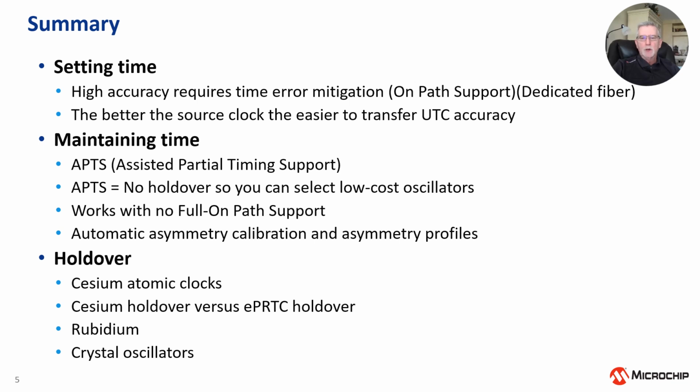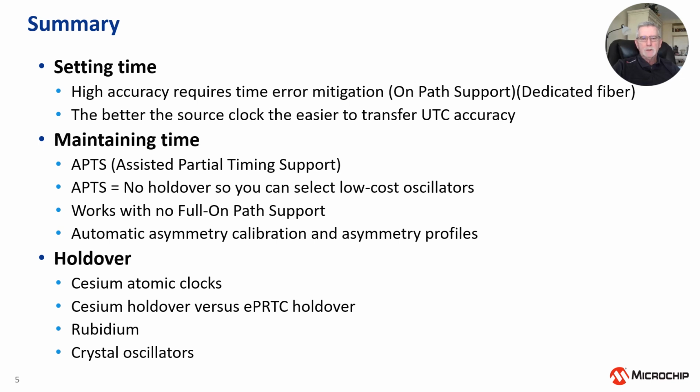So we can use low-cost oscillators in our receivers at all of our point B locations in the network that are being backed up from location A using APTS. So it's a very cost-effective way to address GPS or GNSS vulnerabilities. It works with no full on-pass support. It's a layer 3 unicast model, and it does automatic asymmetry calibration.